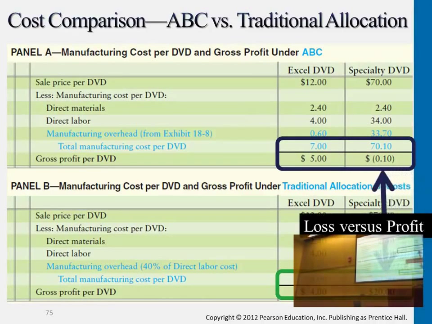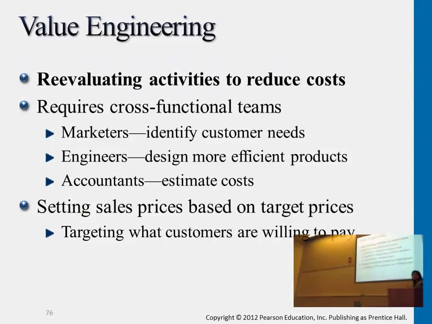Okay, let's take a look at this concept here. As we talked about earlier, this information is used to decide whether to increase sales price or to cut the cost. This is a team effort, and in the book there's a term specifically referring to this: value engineering. So what value engineering means is a team effort of reevaluating the activities that happen in the business to decide which areas we may be able to reduce costs from.